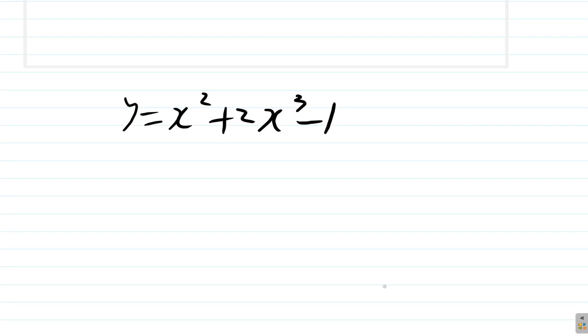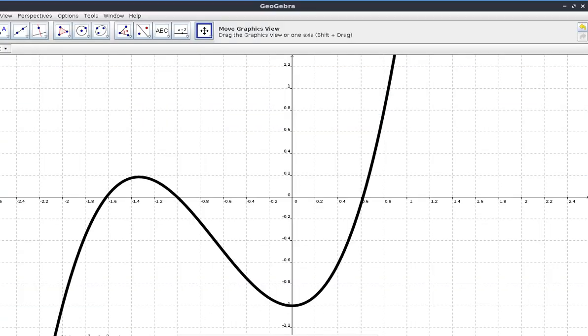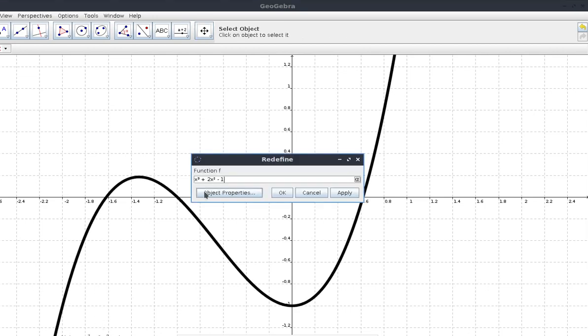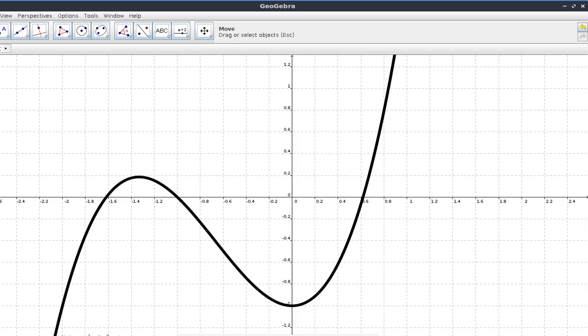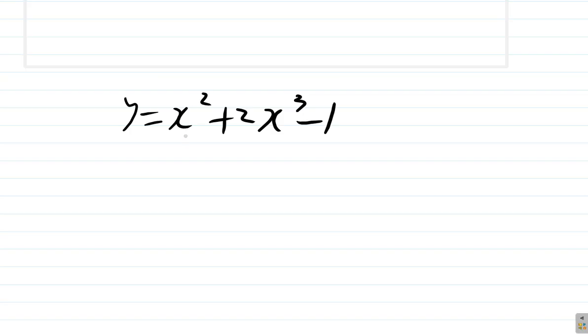This is a function y equals x cubed plus 2x squared minus 1. So it's x cubed plus 2x squared minus 1. That's what I have here.